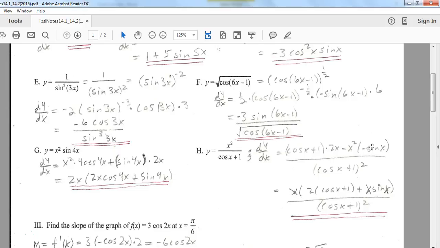Remember, that constant's going to go away, the plus 1. But the derivative of cosine, of course, is negative sine. And so that's where this one comes from. And then you have the bottom squared. So again, on this one, you do want to simplify as much as you can.